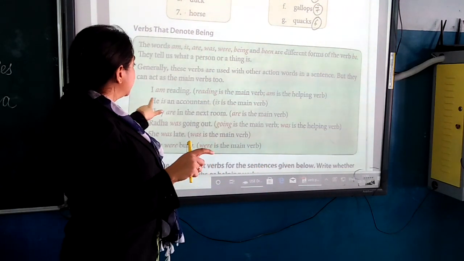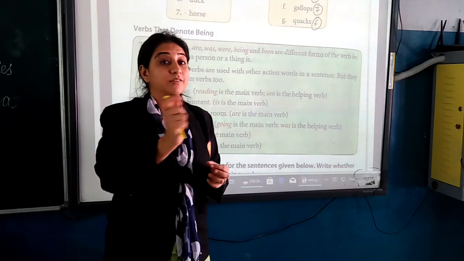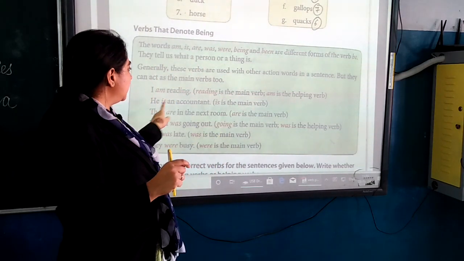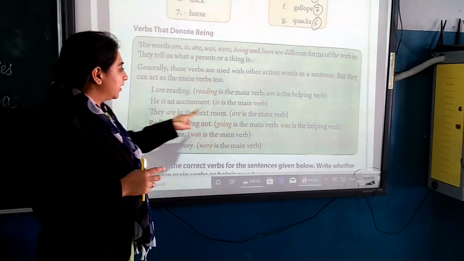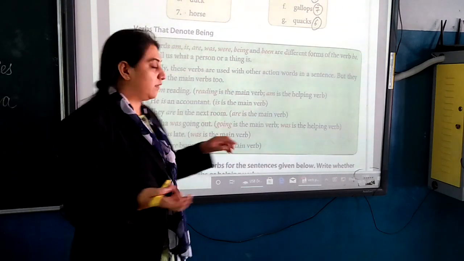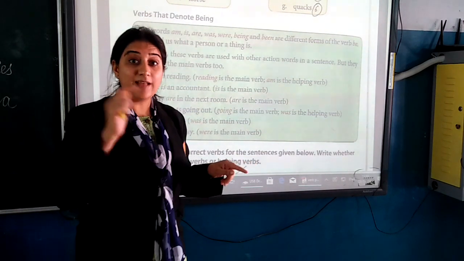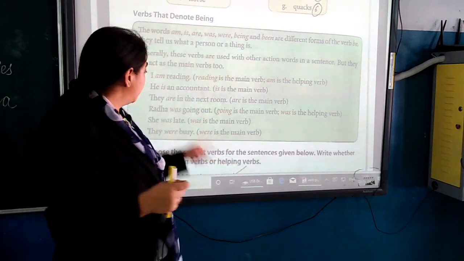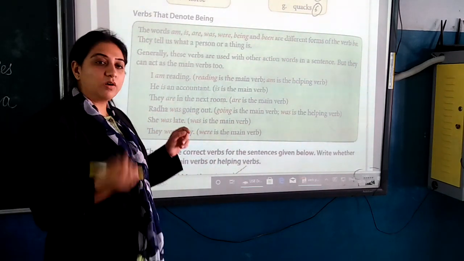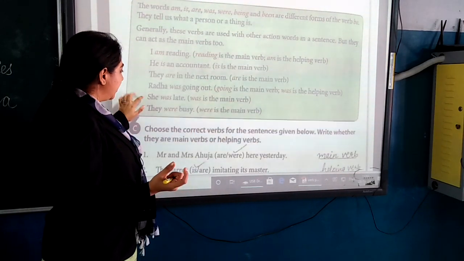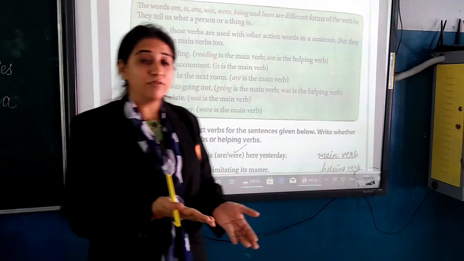He is an accountant. Is is the main verb, because without is, a sentence cannot be framed. We cannot say, he an accountant. He is an accountant. They are in the next room. Again, are is the main verb. It's not a helping verb. Radha was going out. Again, going is the action, so going is the main verb. Was is the helping verb. She was late. So was is the main verb. They were busy. So were is the main verb. I hope you are clear with the main verb and helping verb.